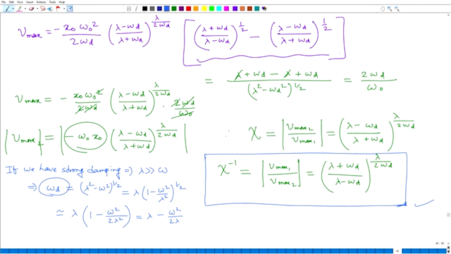If we have this value of omega d, then what to do? Then of course, this chi inverse will simply be equal to, so I can write then (lambda plus omega d) by (lambda minus omega d), where omega d is nothing but lambda minus omega square by 2 lambda, okay. So, from this condition you know lambda minus omega d will simply be omega square by 2 lambda, okay, whole to the lambda by 2 omega d.